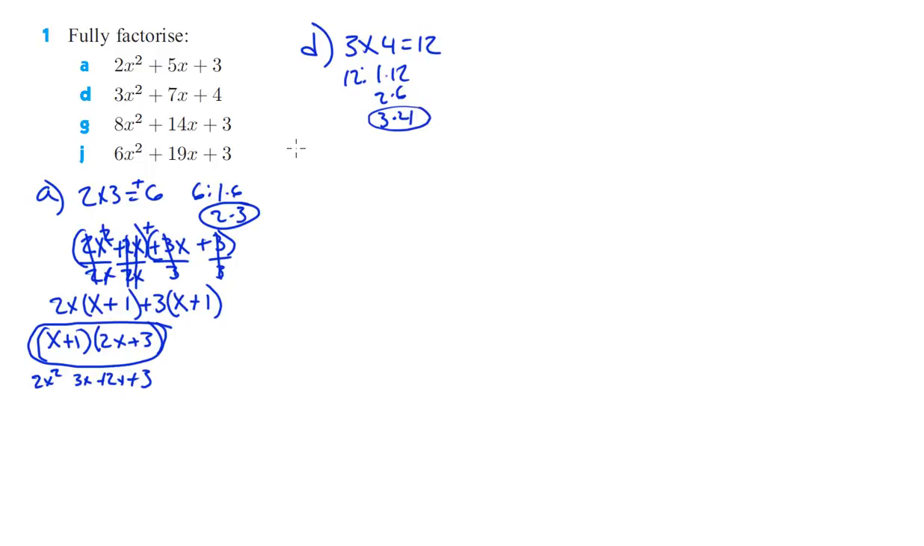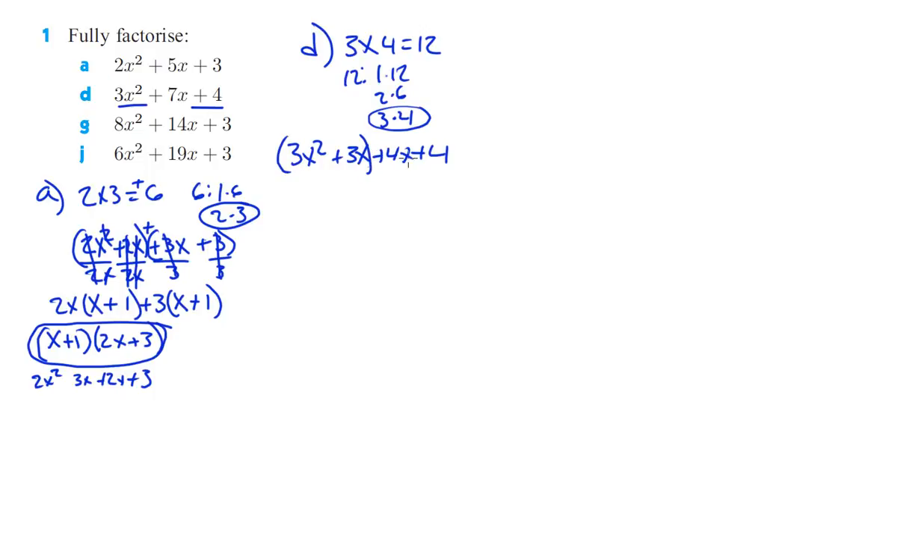So I'm going to rewrite this as 3x squared plus, and again, it doesn't matter which one goes first, 3x plus 4x, and then plus 4 here at the end. Again, the first term stays, the last term stays, and we're just turning the 7x into 3x plus 4x.